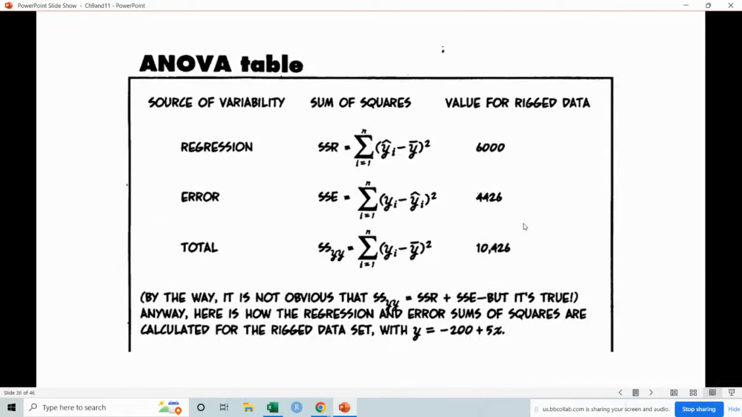In the Anova table, we have several sums of squares that we're interested in: sum of squared regression, sum of squared error, and total sum of squares. This is how you calculate each of those. I'm not going to make you do this manually. I had to do it when I took a stat class a zillion years ago, but it was tedious. For the rig data, we have 6,000 for the SSR, 4,426 for the sum of squared error, and 10,426 for the total sum of squares.